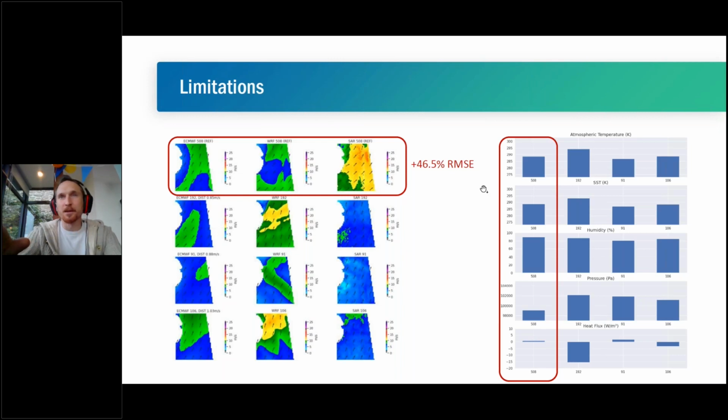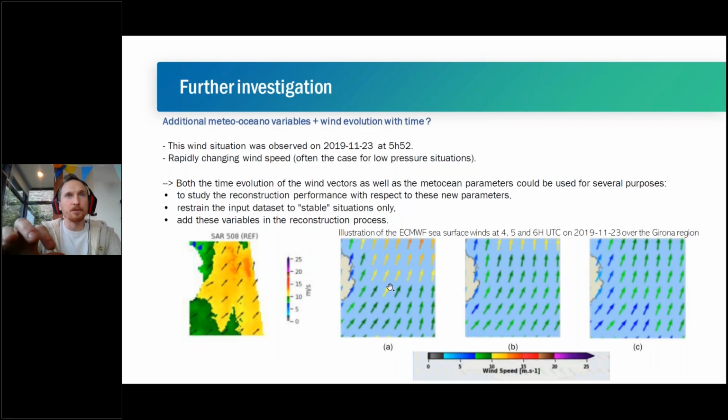And in this case, we have been trying to look at the different additional parameters that were available, and we see that the pressure typically is very different. We have a very low pressure situation, which might indicate a strongly changing wind regime. So this is what we are illustrating here.